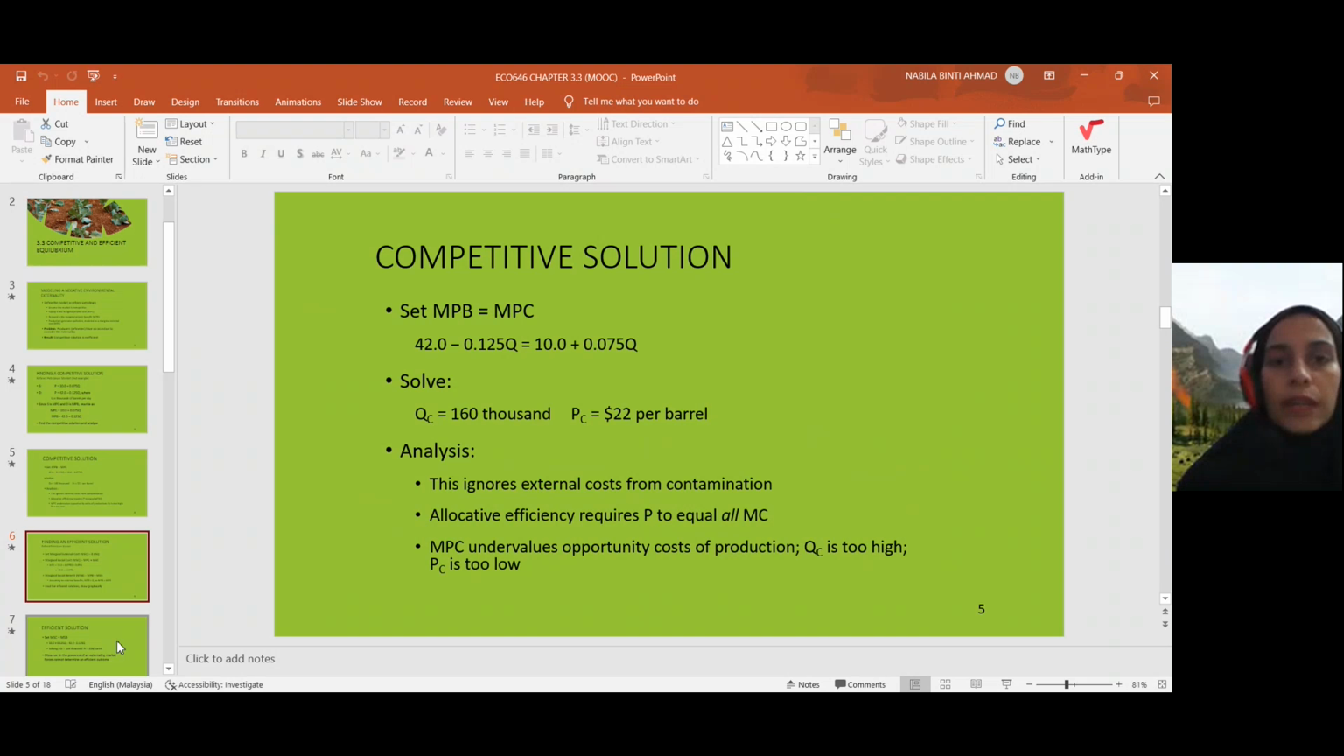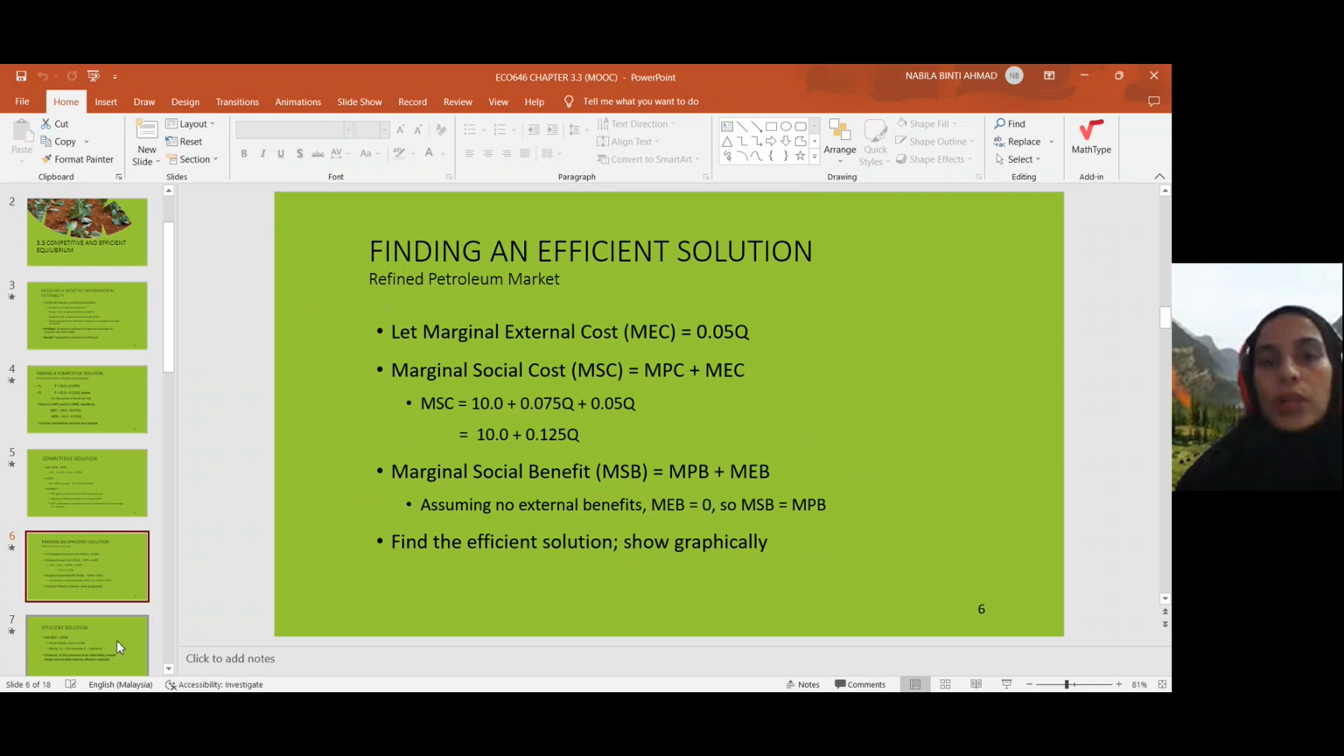And when we look for the efficient solution, we will use the same equations that we used before for the competitive equilibrium. Here we need to include the marginal external cost. Marginal external cost here is 0.05Q. So marginal private cost plus marginal external cost gives the marginal social cost: 10 + 0.075Q + 0.05Q. So we add the marginal external cost here, and we get this marginal social cost.